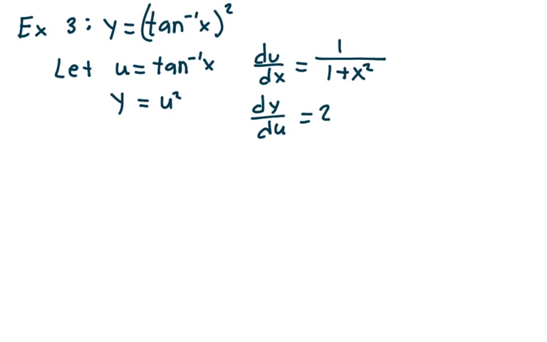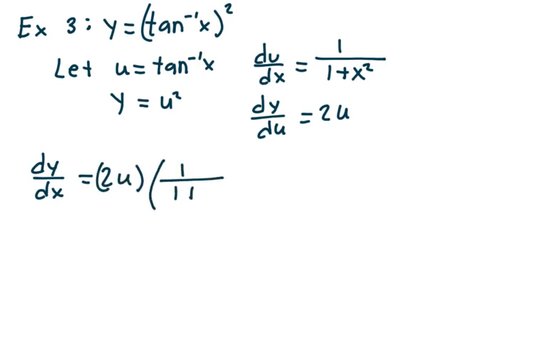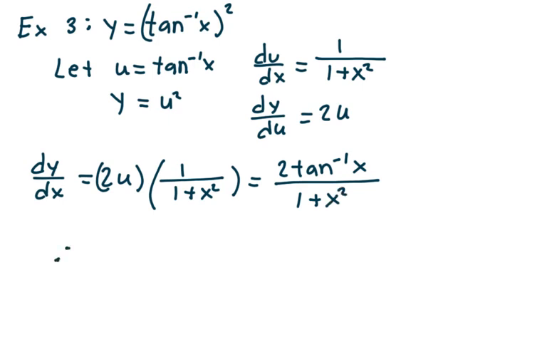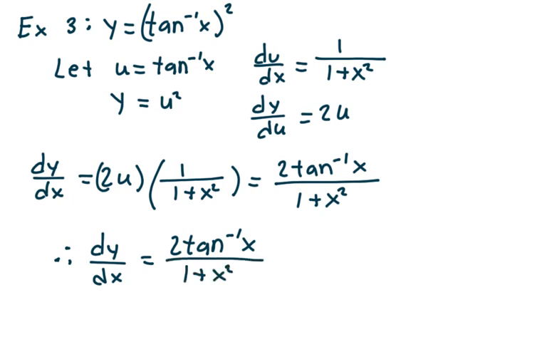Let's write that again. And so dy dx is dy du, which is 2u, times du dx, which is 1 over 1 plus x squared. But u is arctangent of x. And then I just divide by 1 plus x squared. And so, therefore, dy dx is 2 arctangent of x over 1 plus x squared.